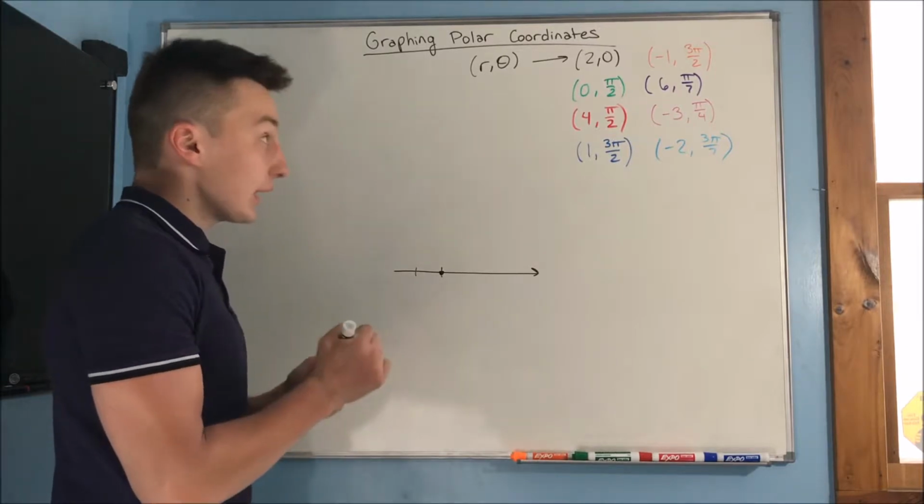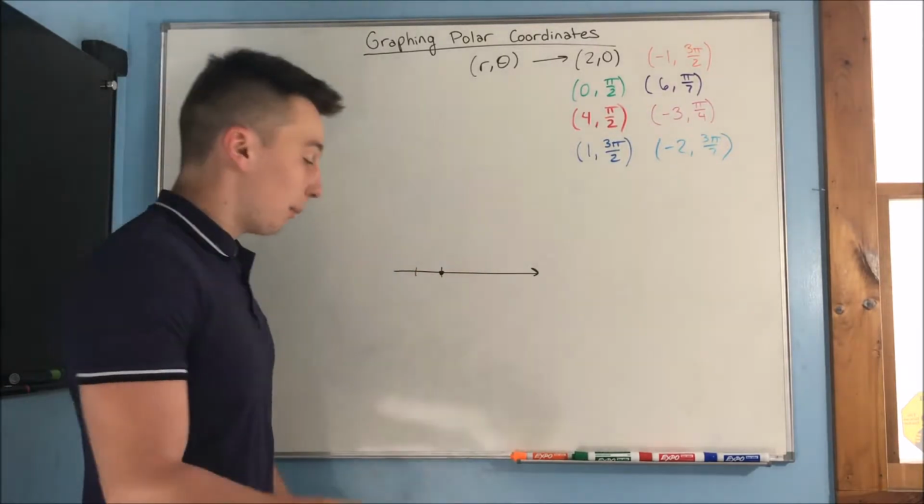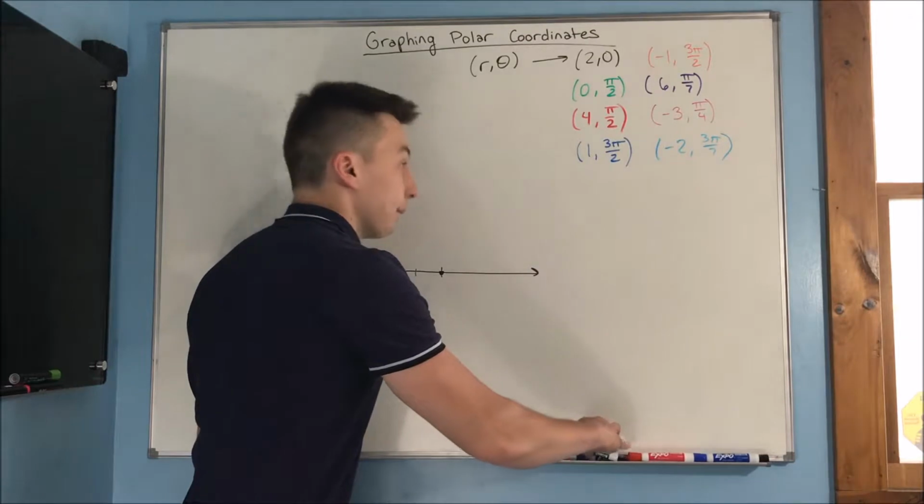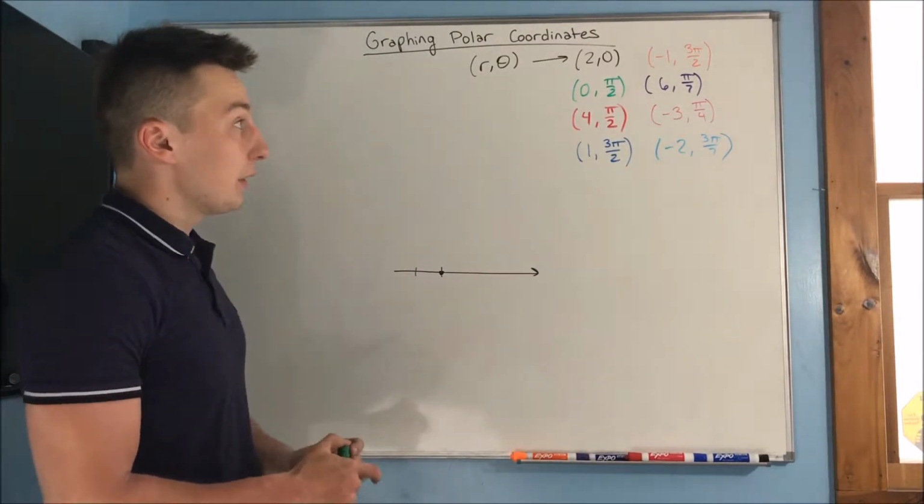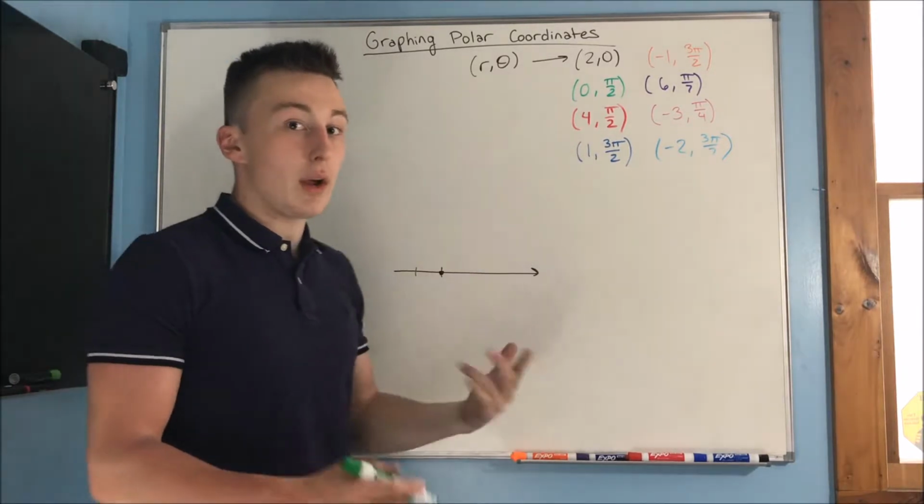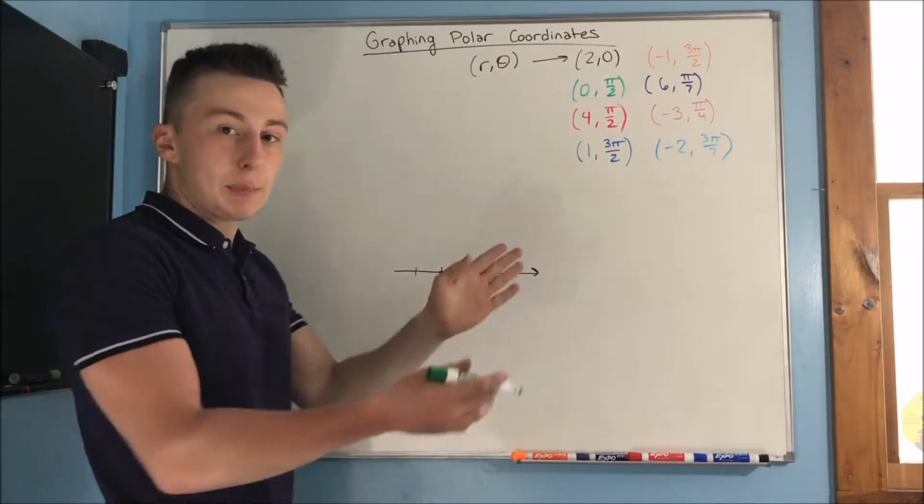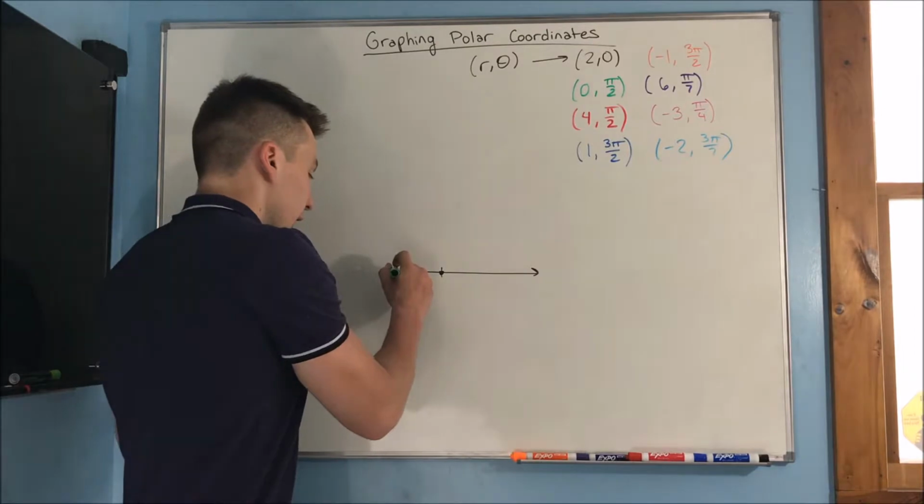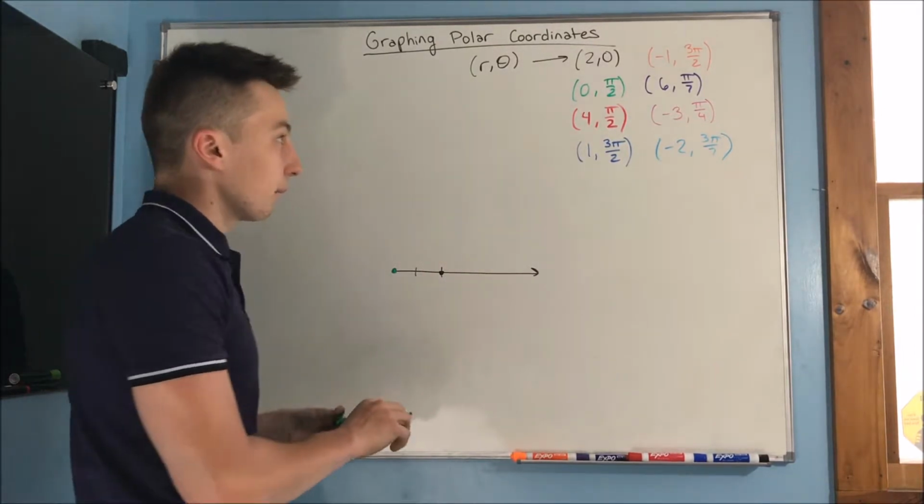All right, next we have (0, pi over 2). Well, here you can already see we have a 0 for the radius. That means we're just going to be right on the origin, right? We're not being displaced at all. So that point is going to be right here.